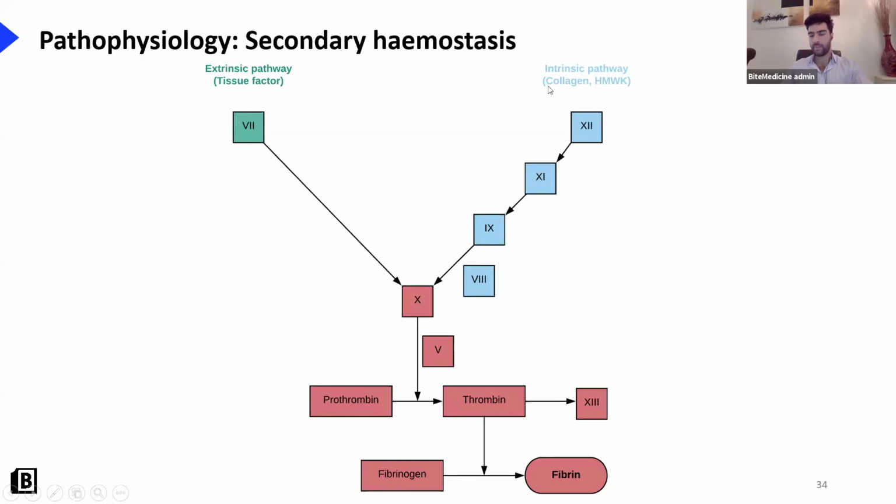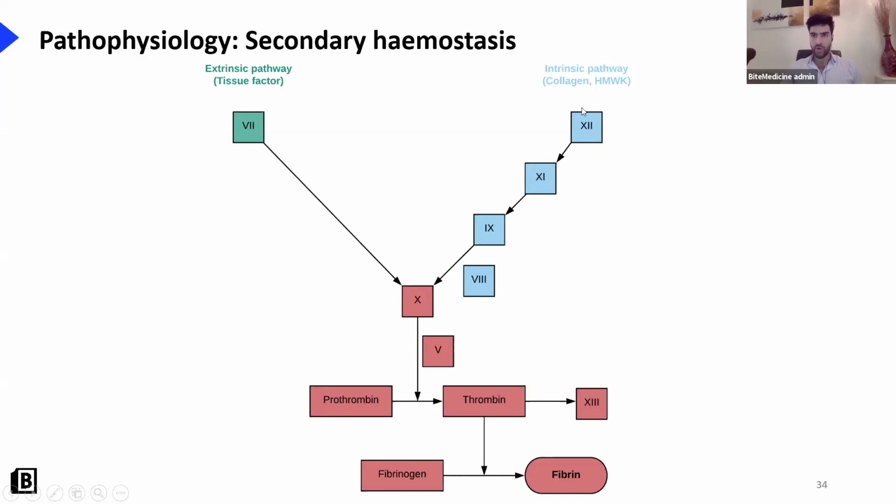Remember we said when you get blood vessel damage, you get exposure of subendothelial collagen. This thing called high molecular weight kininogen is a protein in the blood. It's normally swimming along and doing its thing, but when it comes across collagen, it gets activated. So high molecular weight kininogen is then activated by the subendothelial collagen, and together they activate factor 12 and the intrinsic pathway. So those are the mechanisms behind how trauma activates your two different clotting pathways.